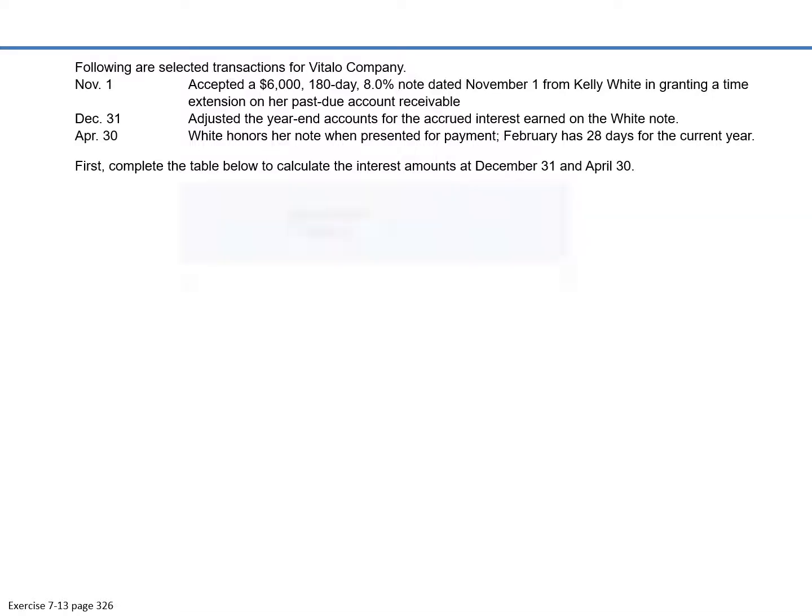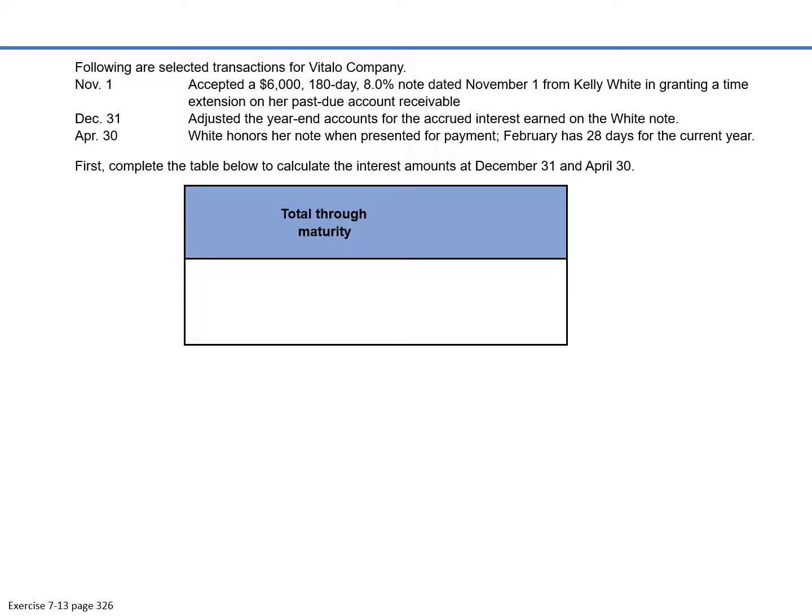All right, so first, complete the table below to calculate the interest amounts. So principal $6,000, rate of 8%, time is 180 divided by 360. So the total interest on the whole note is $240.